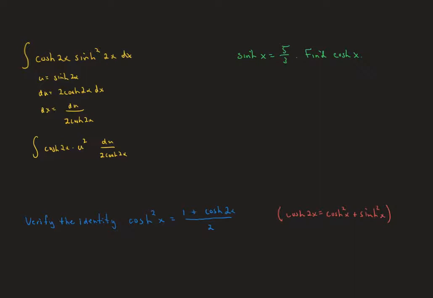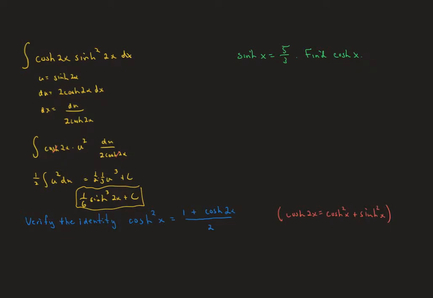And we can cancel our hyperbolic cosine of 2x's. We can pull the 1/2 out. And the integral of u squared du is going to be u to the third times 1/3. And then we also have that 1/2 that's lurking out there, making our final answer 1/6 times the hyperbolic sine cubed of 2x plus c.